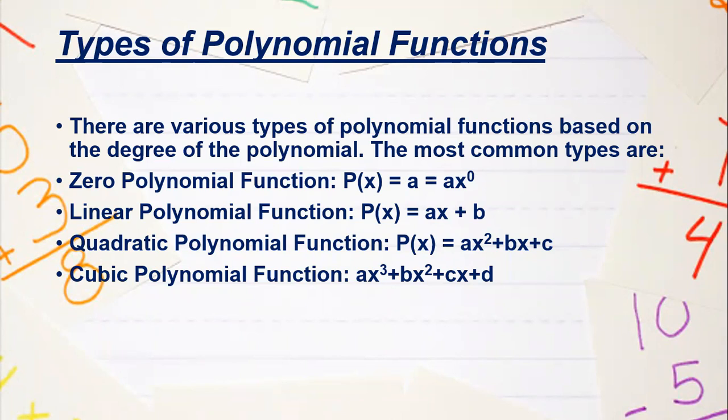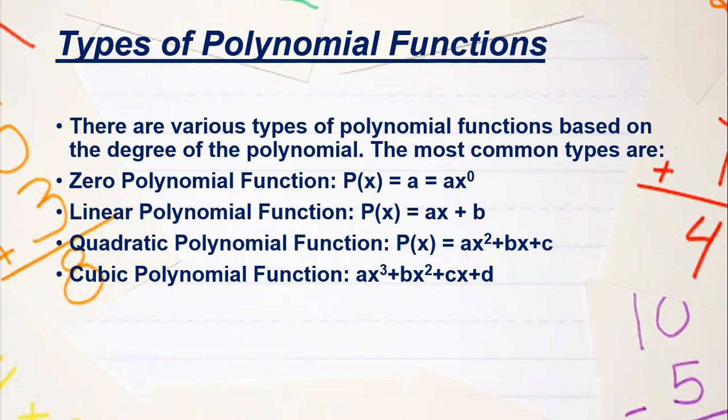Types of polynomial functions. There are various types of polynomial functions based on the degree of the polynomial. The most common types are: zero polynomial function, p(x) = a = ax^0; linear polynomial function, p(x) = ax + b; quadratic polynomial function, p(x) = ax^2 + bx + c; and the cubic polynomial function, ax^3 + bx^2 + cx + d.